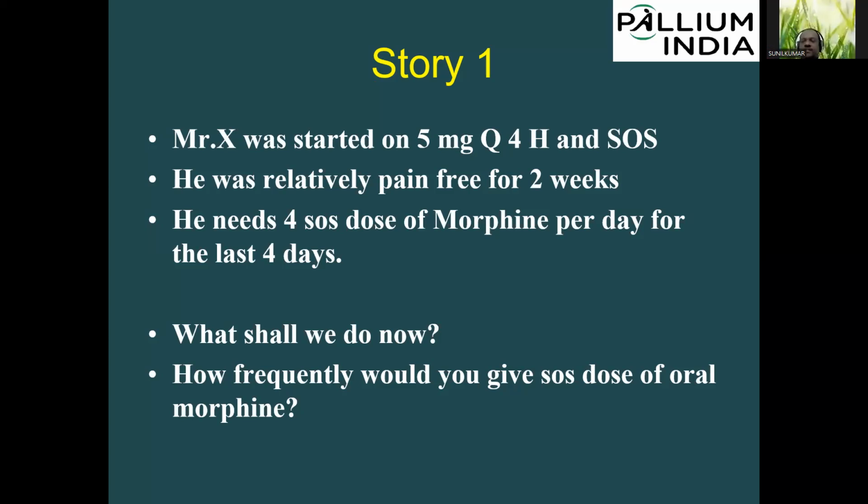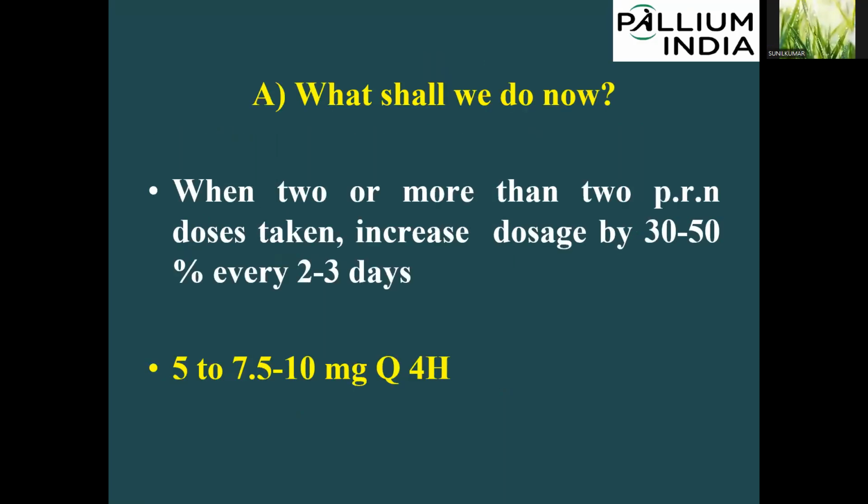So this patient is taking 4 SOS doses in addition to the 4 hourly dose. So what should we do now? You have to actually increase the dose of morphine. The patient is taking 4 additional doses. That means the dose which you are giving now is not adequate.